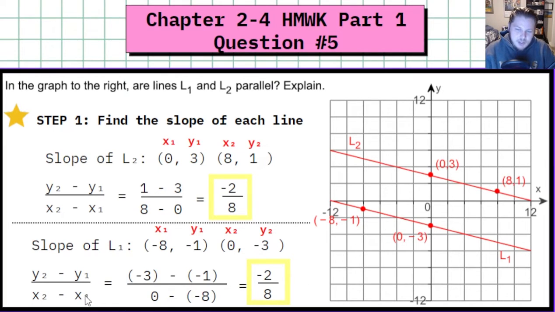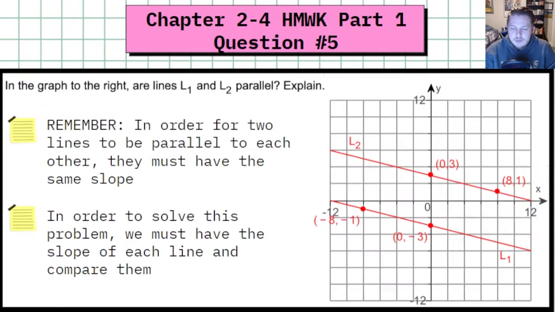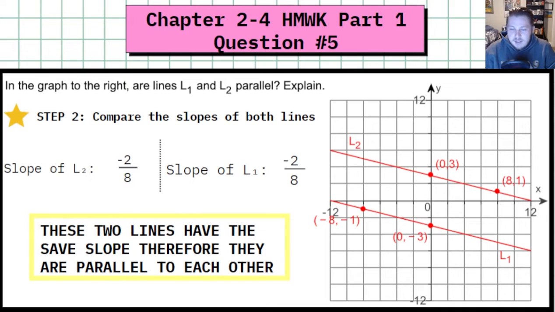Now I can do the bottom, x2 minus x1. My x2 is 0. My x1 is negative 8. So that's 0 minus negative 8. When you subtract a negative number, it becomes a positive. So really what I'm saying is 0 plus 8. So again, we can just go ahead and calculate that. It ends up being negative 2 over 8. Now, as you can probably tell, these have the same slope, right?